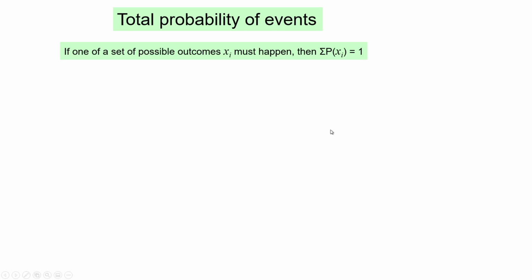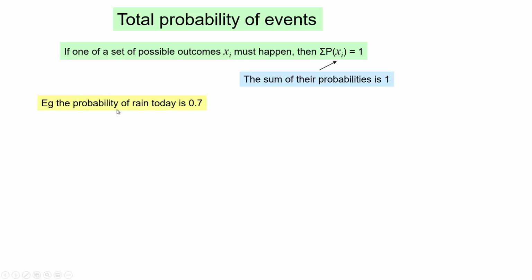Okay, so total probability of an event or of events is given by this symbol, the summation symbol. Summation of the total probabilities is equal to 1. When we add all the probabilities together, they must sum up to 1. If we look at this here, the probability of rain today is 0.7. So the probability of not rain today is 0.3. The total adds up to 1.